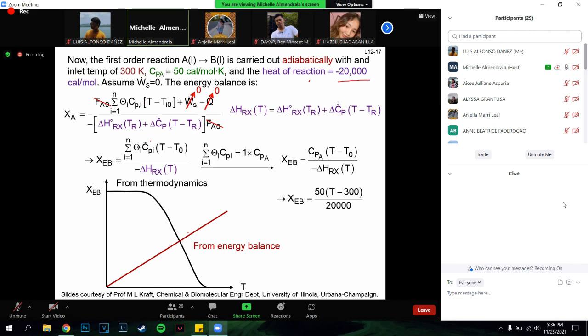Follow, class? Yes po. Okay, so these are the intersections. So mostly graphical, or you can do it analytically as well. Just equate them if analytical.